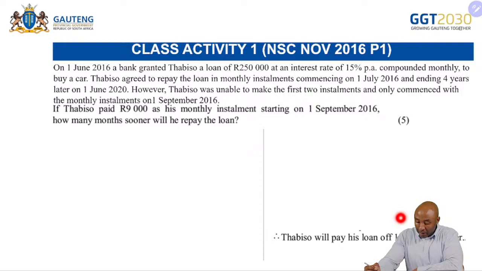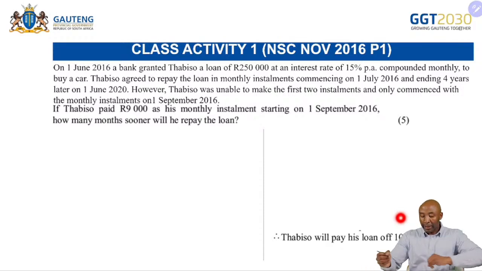Tabiso opted to increase his monthly installments starting on September 2016. How many months sooner will he repay the loan? How many months sooner? So we are calculating our N, and you will realize that we are still using our present value annuity formula, and we are calculating our N.